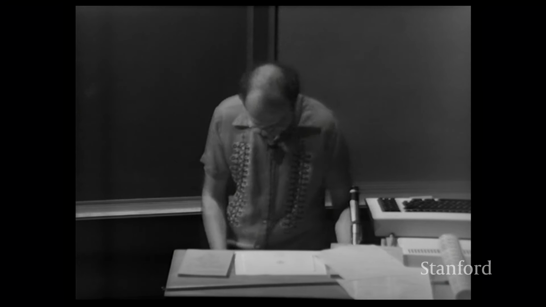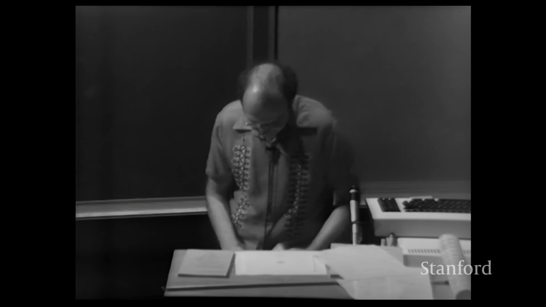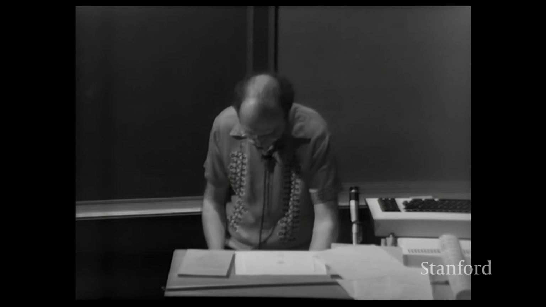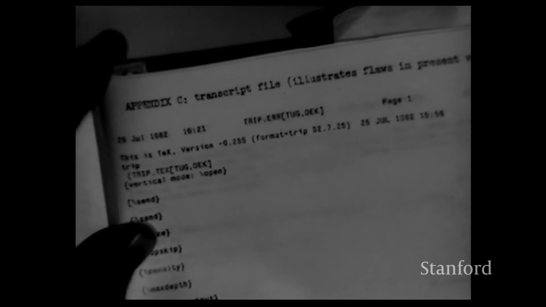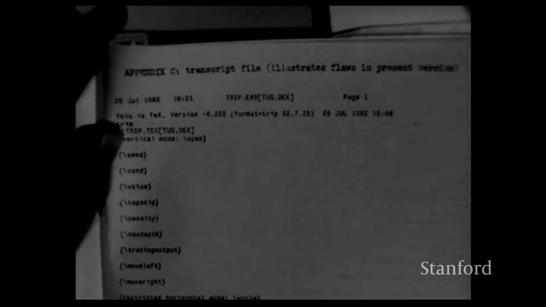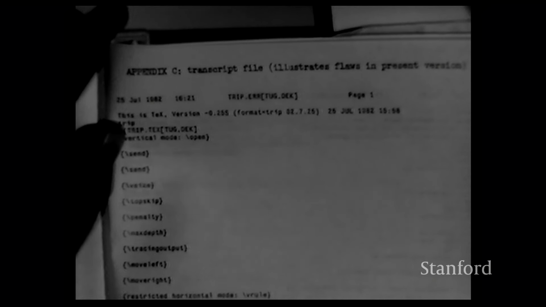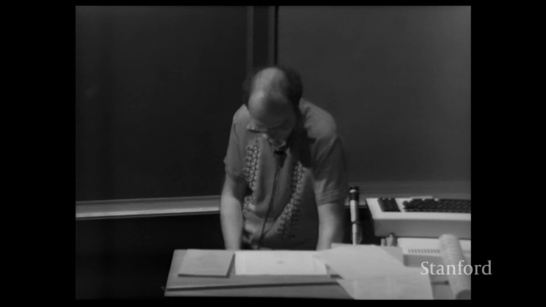So you might just read the rest of it and try to guess what it's going to do, but you can't tell. Now Appendix C shows the result of the test program so far. So when you install TeX at your system, you can at least try it on TripTech and see if it doesn't give you the same output as you see here in Appendix B.